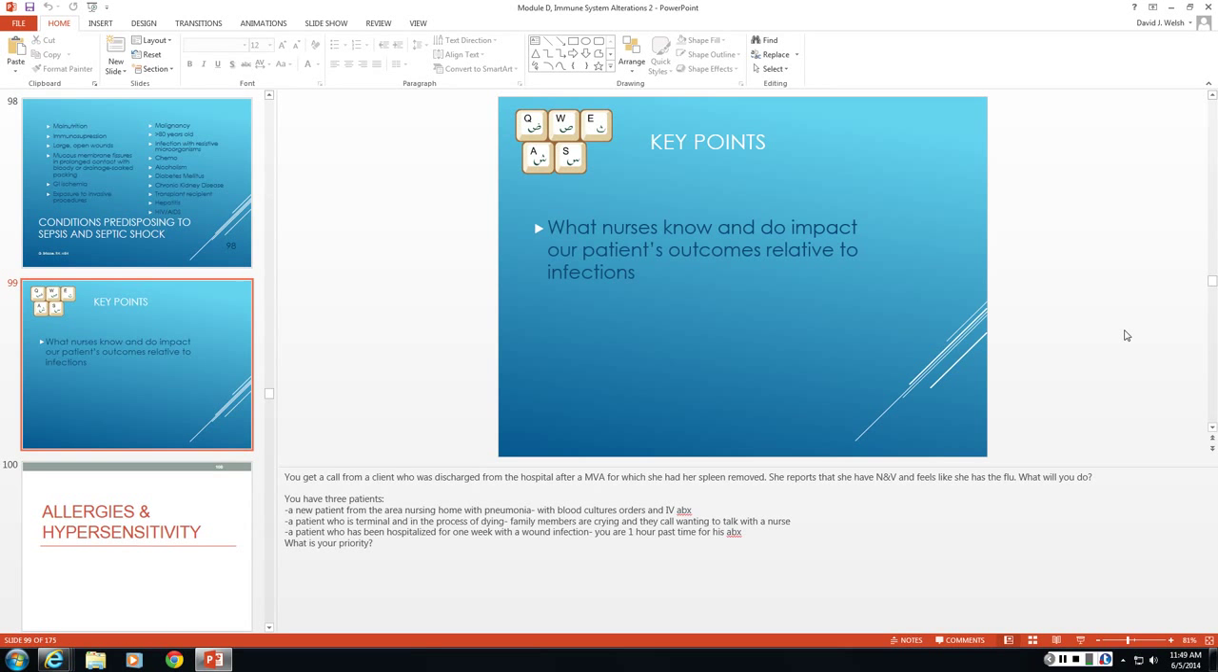So let's say you have 3 patients you're responsible for. A new patient from an area nursing home with pneumonia, with blood culture orders and IV antibiotics. A patient who is terminal and in the process of dying, and family members are crying and call wanting to talk to a nurse. Or a patient who has been hospitalized for 1 week with a wound infection, and you're 1 hour past the time for his antibiotics. Who's your priority?